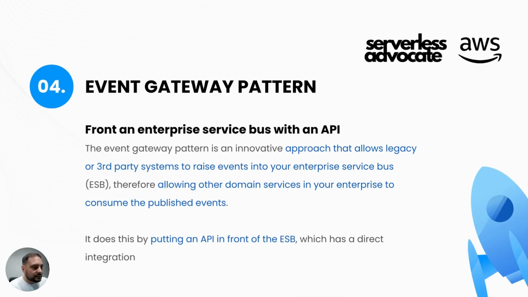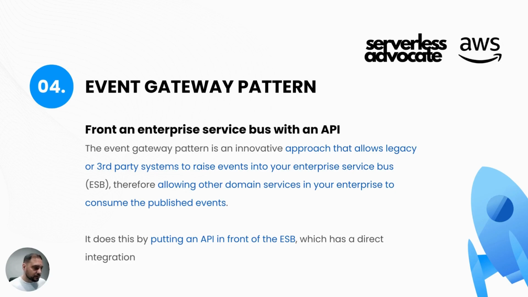So next, let's look at the event gateway pattern. Like I say, this is one of my favorite ones. And what this is about is allowing third-party applications, COTS products, legacy applications within your overall ecosystem to actually raise domain events. And we do this by putting an API in front of our central ESB.